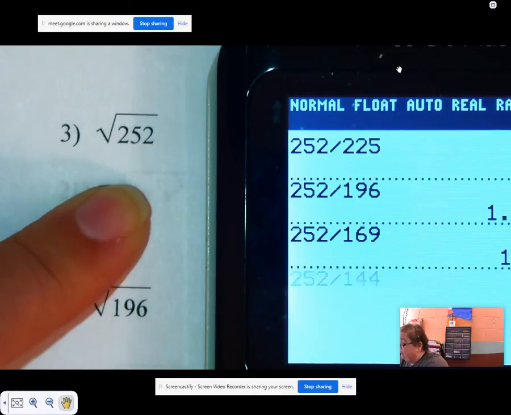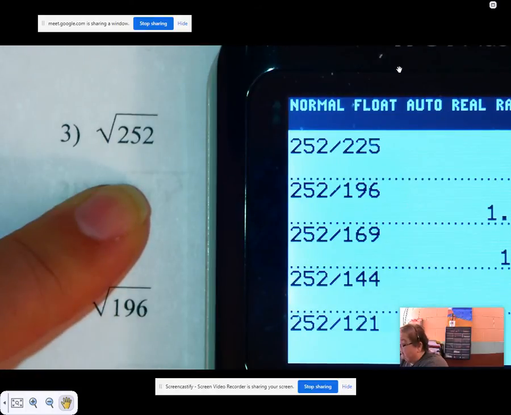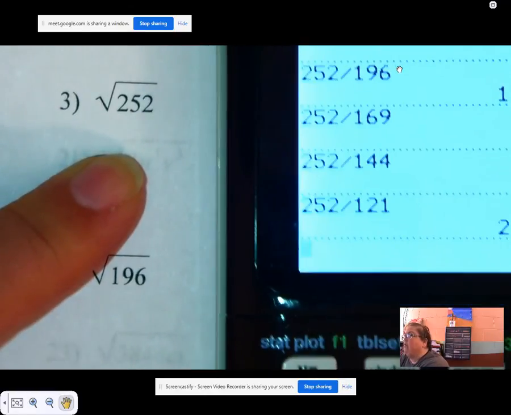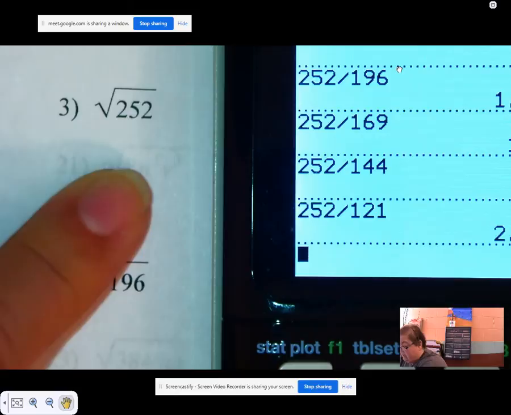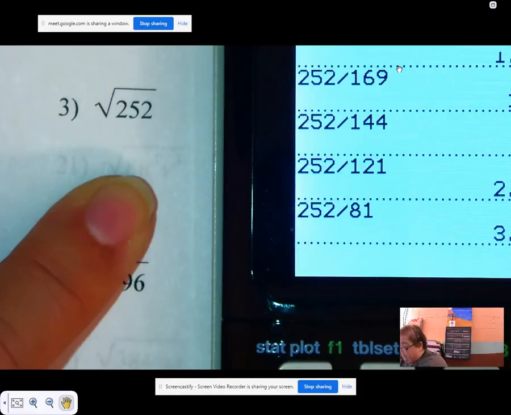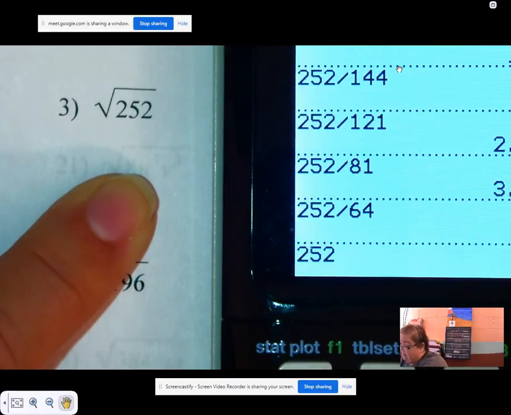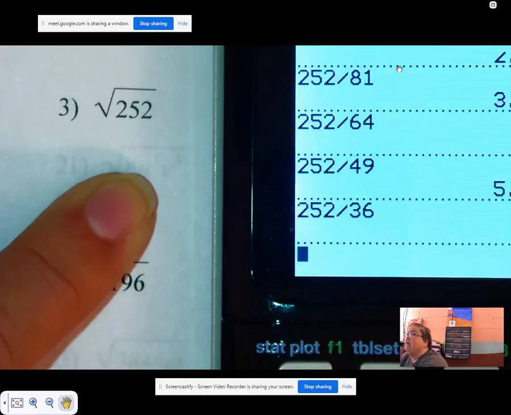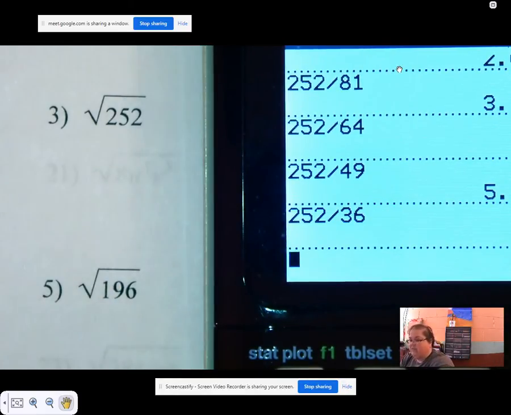And I'm going to use 144. Still not it. And I keep going. Now, I'm going to skip 100 because I know 100 will not work. I know it won't. Okay, so you can skip if you know it's not going to work. So I'm going to skip that. I'm going to go to 81. Still haven't found it. Got about 49. No. What is it? 36 times 7.